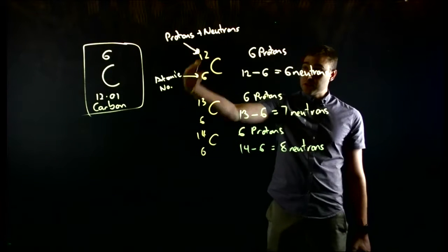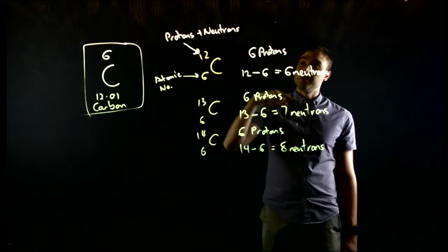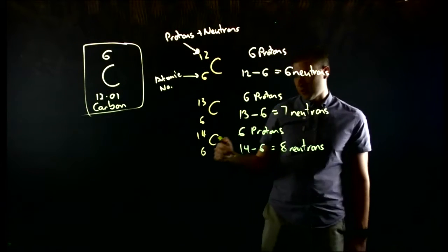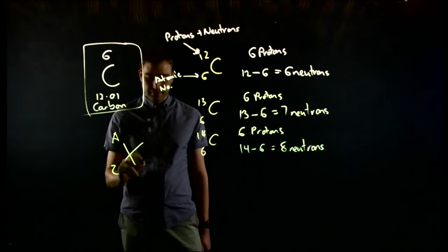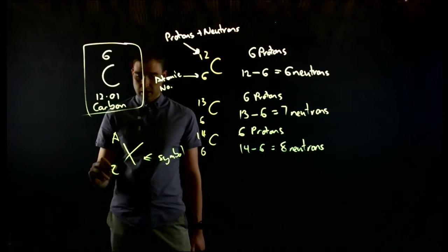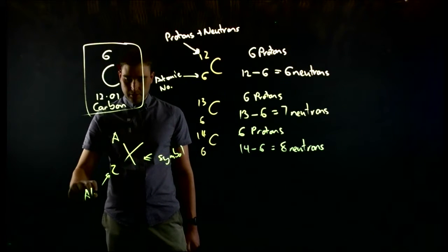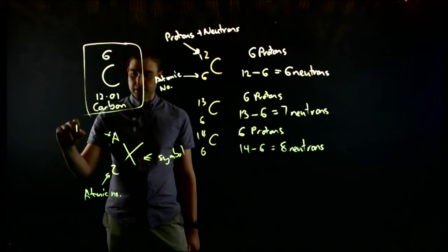Now, the way in which I've shown these symbols, where I've got the element symbol here, the atomic number down the bottom and the mass number at the top, that's a very common way of doing it. So we have X, Z and A. X is the symbol for the element, Z is the atomic number, and A is the mass number.